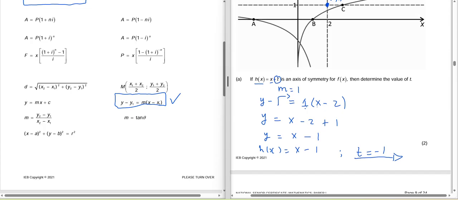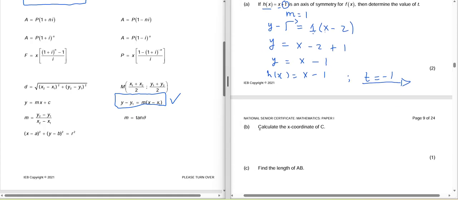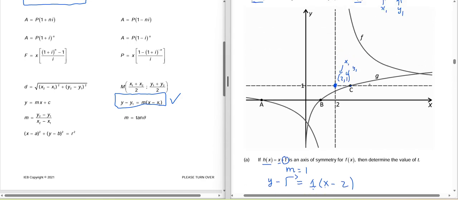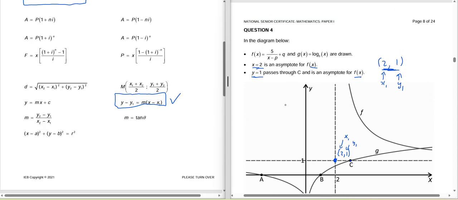Now, let's go to the next one. The next one is B. We need the coordinate of C. Now, let's go and check. We have C here. What information do we know about C? We know that y equals 1 passes through C. That's another piece of information we know about C. And what else? We can see that it is also sitting on g. Now, remember, y equals g of x as well. Or y also equals f of x.